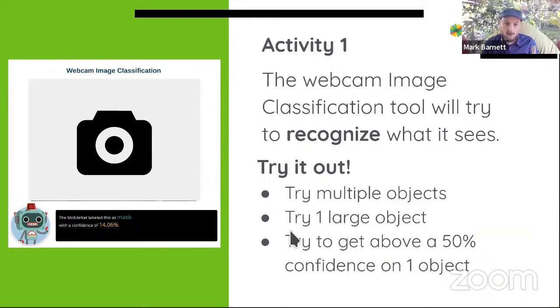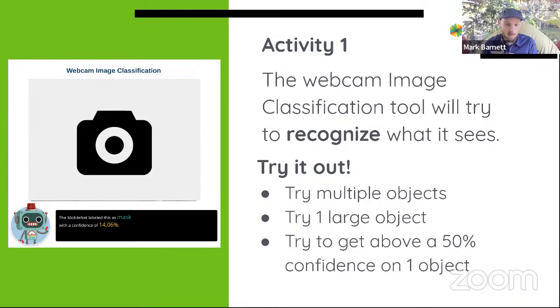So with this activity, some things you can do is try multiple objects, to see what it can and what it can't recognize. And then the goal is to try to get it to identify something with above a 50% confidence level. In my experience with this tool, big objects like backpacks and guitars tend to really get you an above 50% confidence level. But if you just hold up your phone or a pencil, you're not going to get a high confidence level. And as we go through this webinar, you'll start to uncover and understand maybe why that's happening.